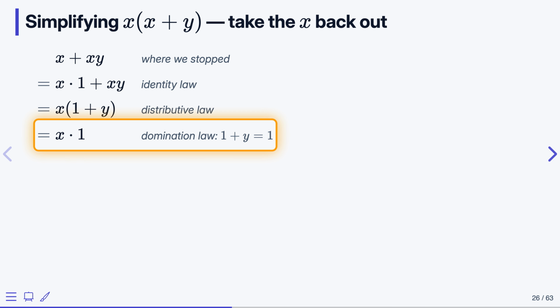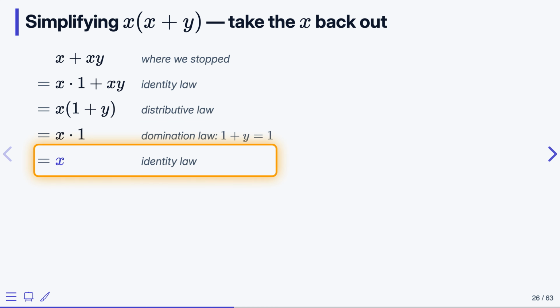Step 3. The domination law. It says 1 plus anything is 1, so the bracket collapses to 1. Step 4. The identity law again. X times 1 is x. We are done. X times the bracket x plus y really is just x. That is the absorption law proved with nothing but named identities.